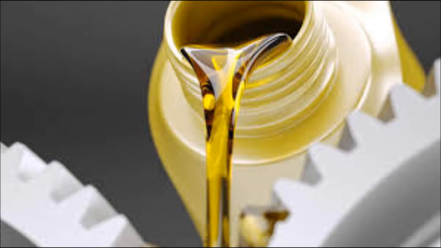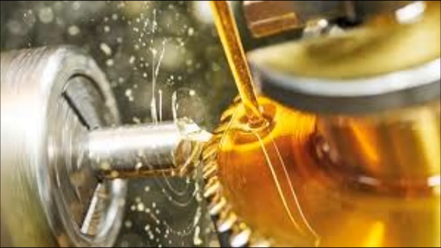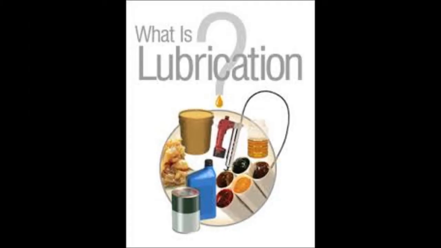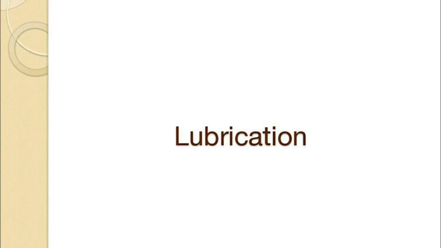In fact, when oil or grease is applied to the moving parts of a machine, then their surfaces do not rub directly against each other. They rub through a layer of oil or grease, which is very, very smooth. The substances which reduce friction are called lubricants. Oil, grease, graphite, and fine powder are lubricants. The applying of lubricants to a machine is called lubrication.